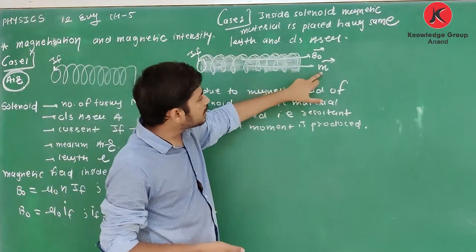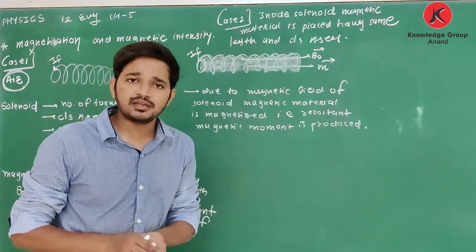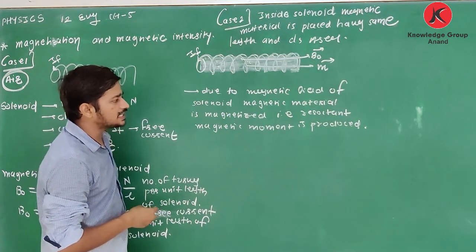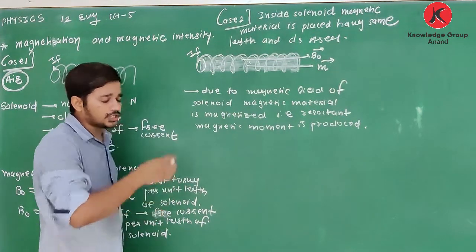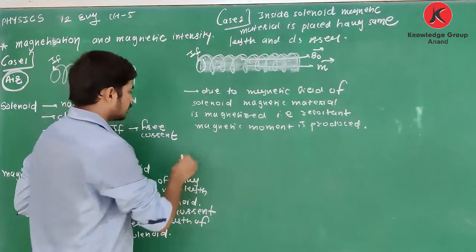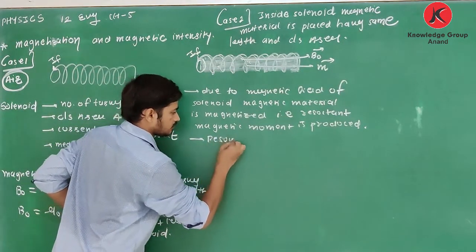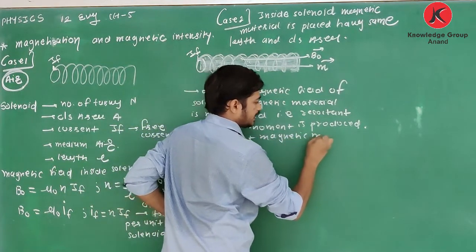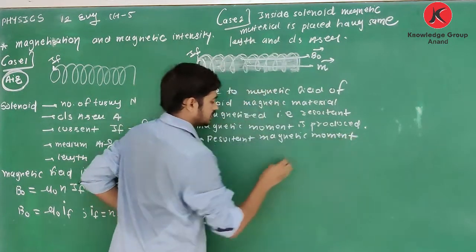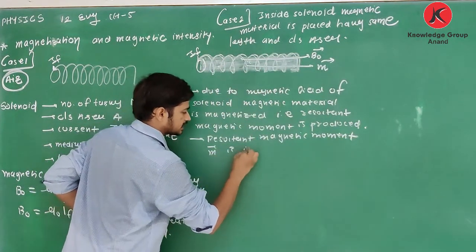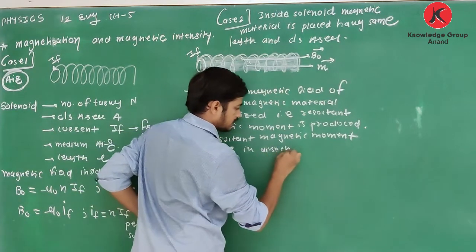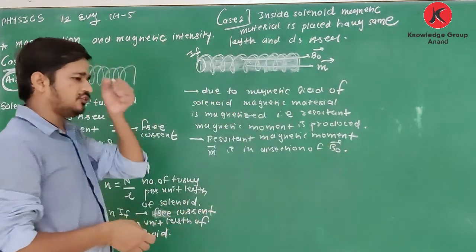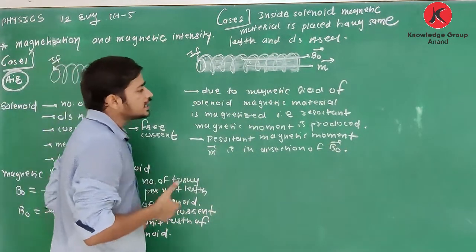So yes, the resultant magnetic moment is in the direction of the magnetic field. Clear? Due to the magnetic field of the solenoid, the magnetic material is magnetized, that is, a resultant magnetic moment M is produced in the direction of the field.